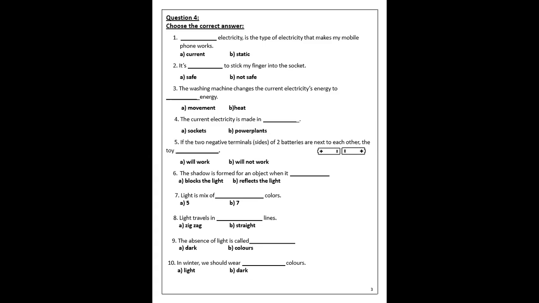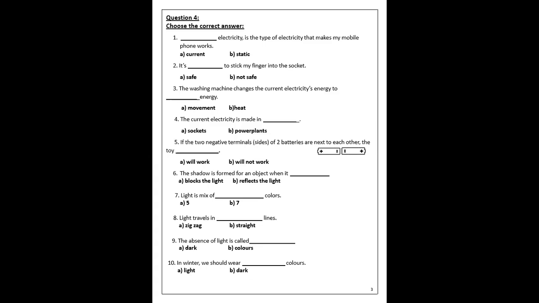So again, current electricity is the electricity that moves in a path. This path is called the circuit. It has two types: the main electricity, which is the outlet in the wall, and the batteries. Static electricity is the type that makes things stick together.